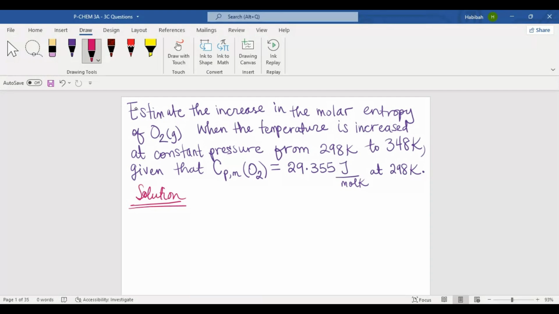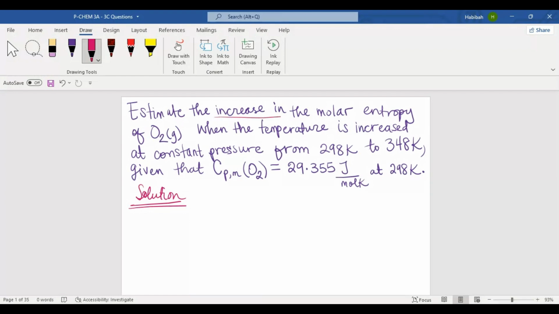Today we're going to be working on the question on the screen that says: estimate the increase in the molar entropy of O2 gas when the temperature is increased at constant pressure from 298 kelvins to 348 kelvins, given that the molar heat capacity at constant pressure of O2 gas is 29.355 joule per mole Kelvin at 298 kelvins.